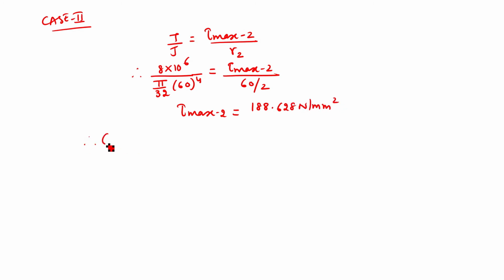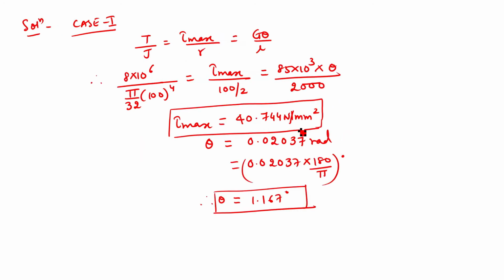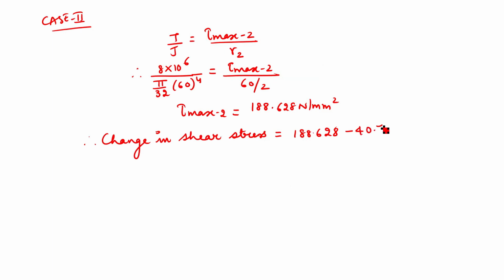So therefore, the change in shear stress is 188.628, which I got now, minus the value which I got before, that is 40.744. I get the answer as 147.884 Newton per mm square. Now I need to calculate the value of theta, that is the change in angle of twist.